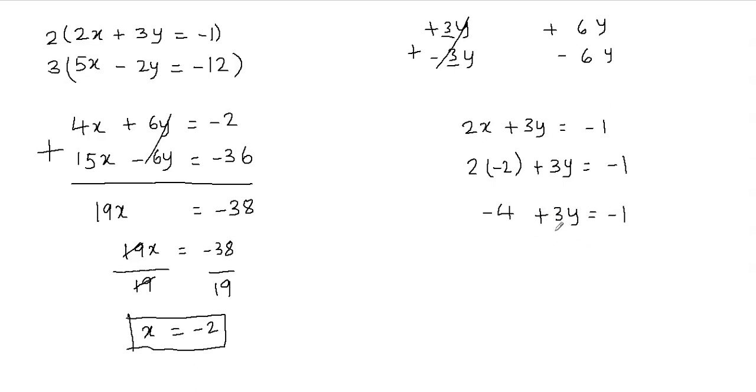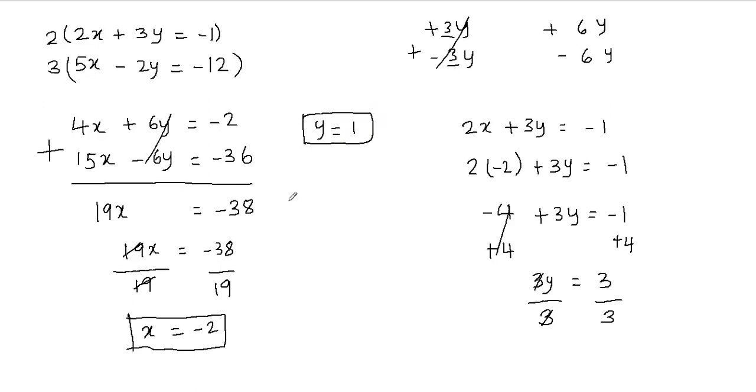2 times negative 2 is going to be negative 4, plus 3y is equal to negative 1. To get y by itself, I need to solve this equation for y. First of all, I'll need to eliminate negative 4, so I will add 4 on both sides of my equation. Negative 4 and positive 4 will cancel out each other. We'll get 3y is equal to negative 1 plus 4, which is equal to positive 3. Now to get y by itself, I will divide both sides of my equation by 3. 3 and 3 will cancel out each other. I'll get y is equal to 3 divided by 3, which is equal to 1. Now I got the value of y, which is equal to 1.